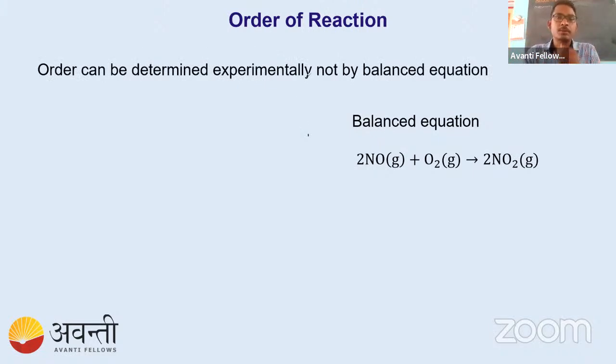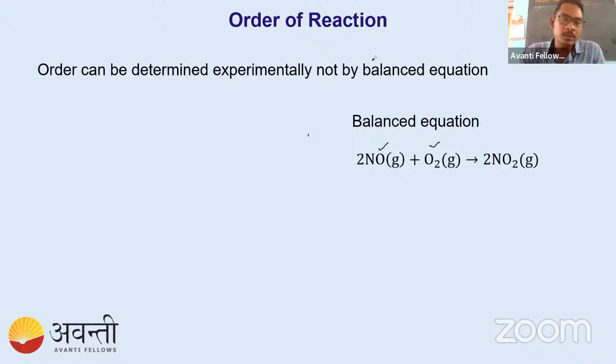Suppose you are taking this reaction only. The order will give you an idea about the impact of the reactant on the rate, the speed of the reaction. I mean, if you vary the concentration of NO or O2, how that will affect the speed of the reaction. That is what the order will tell you. And you cannot find this merely by looking at the equation. These are experimental values.